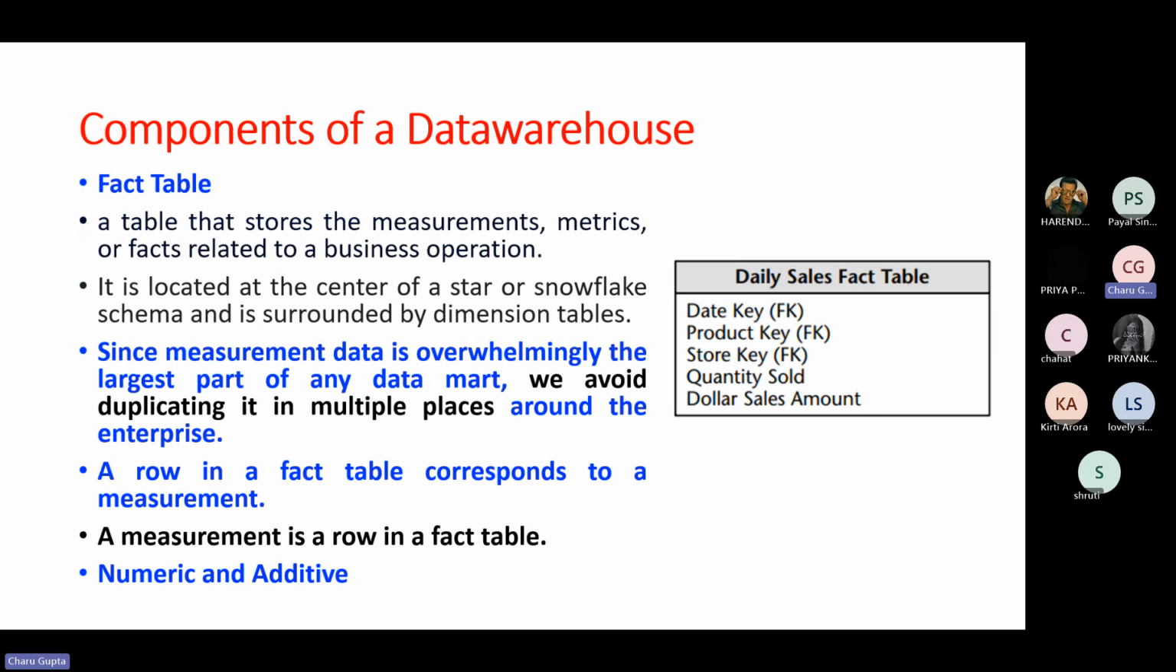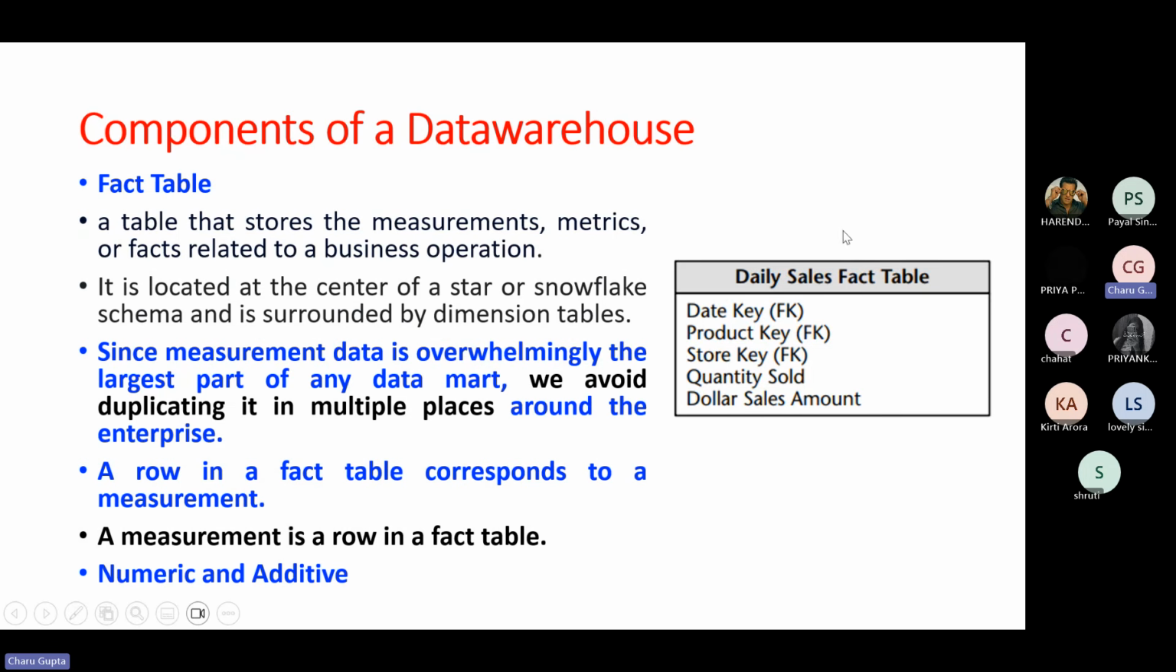Next is the components of a data warehouse. The first component is the fact table, which stores measurements, metrics, and the facts. It is at the center of the schema, and we avoid duplicating it. A row is basically a measurement, and a measurement is a row.